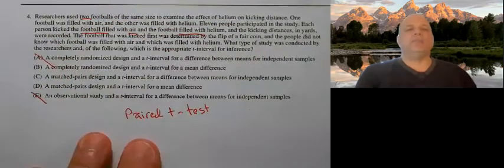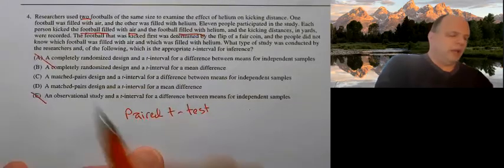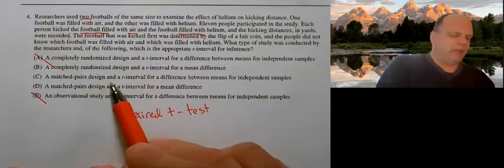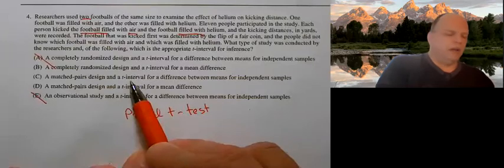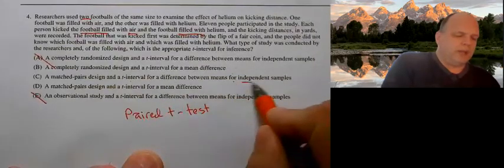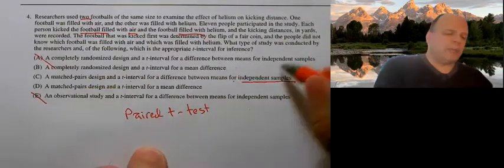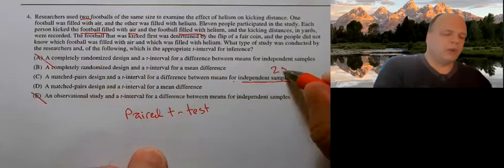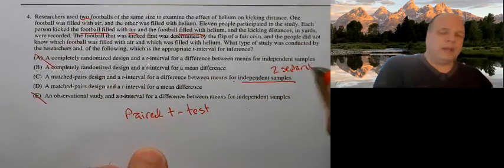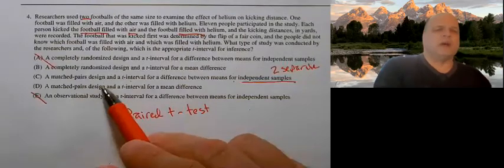So it gets us down to B and C. And we have to be very, very careful here. A matched pair design and a t-interval, I like that, for a difference between means for independent samples. Well, that would mean that I'd have to have 2 separate samples. And that's not what happened. All right. So let's look at D.